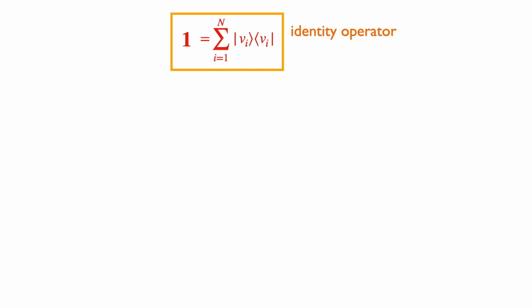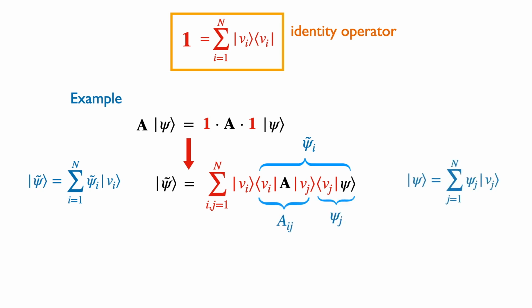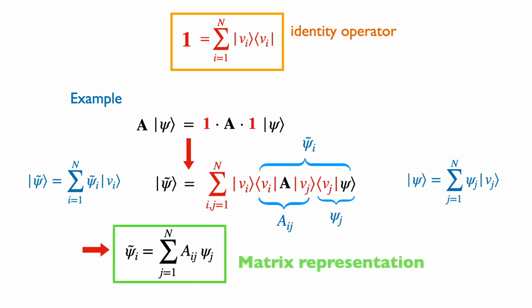Our main tool will be the completeness relation derived earlier. This is sometimes called the resolution of identity, because it resolves the identity operator in a chosen basis. For example, let's look at A acting on a vector psi. If we introduce the resolution of identity on either side of A, the resulting vector psi tilde will be given by, where its components are just the matrix representation of A multiplied by the components of psi, which is precisely the matrix representation of the action of A on psi.